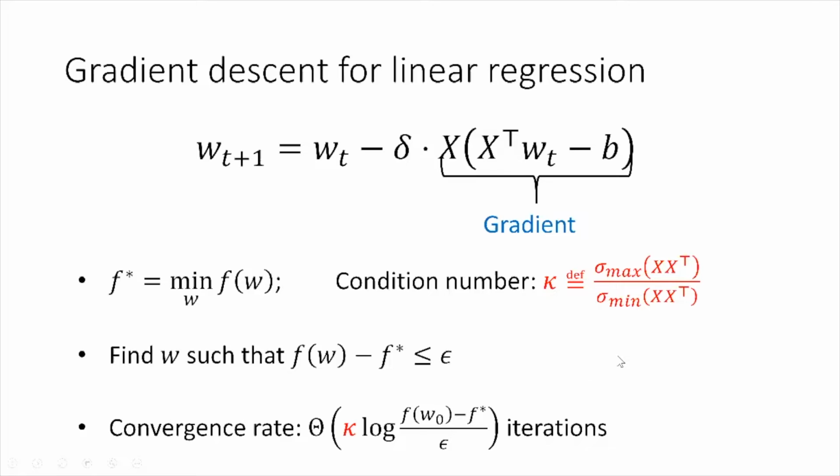Convergence rate basically means the number of iterations of gradient descent that is required in order to find a W which satisfies this condition. Okay, and it is well known that gradient descent requires a number of iterations which scales linearly in the condition number. So it's kappa times a logarithmic factor that depends on the initial suboptimality f of W0 minus f star divided by the final target suboptimality epsilon. Okay, so the important point here is that the convergence rate scales linearly in the condition number. Any question?